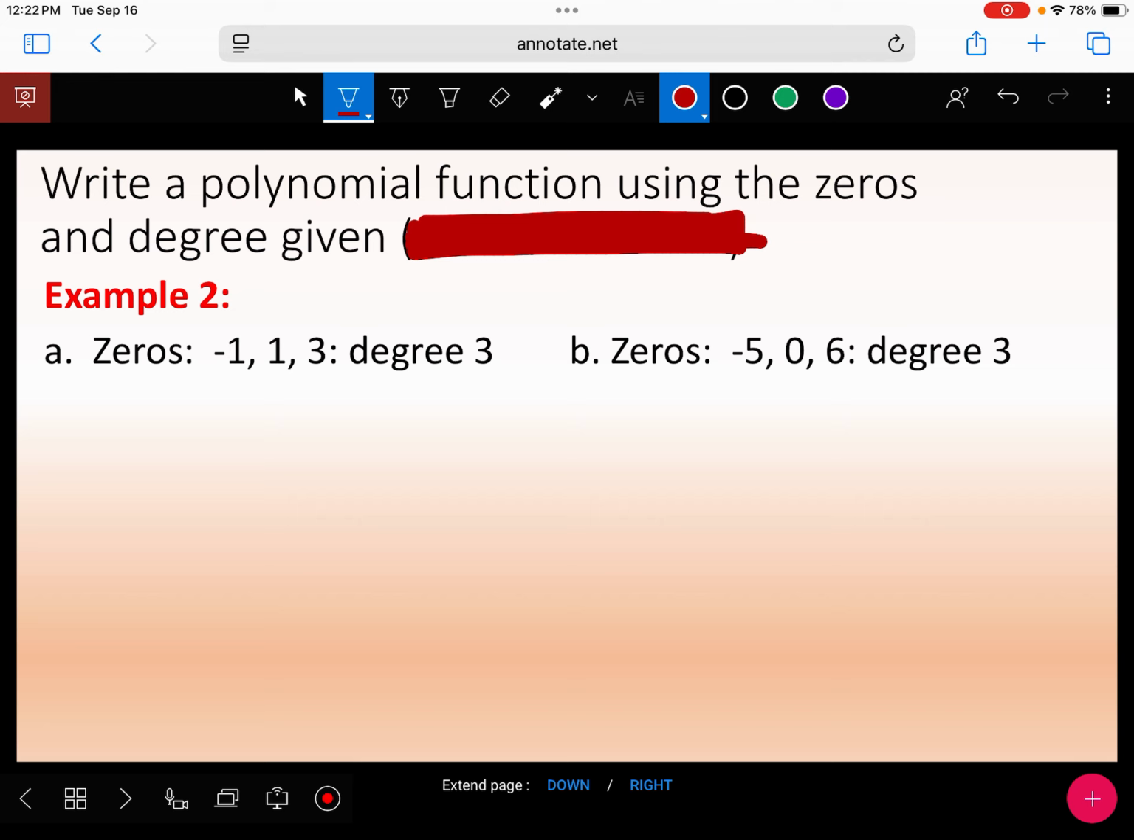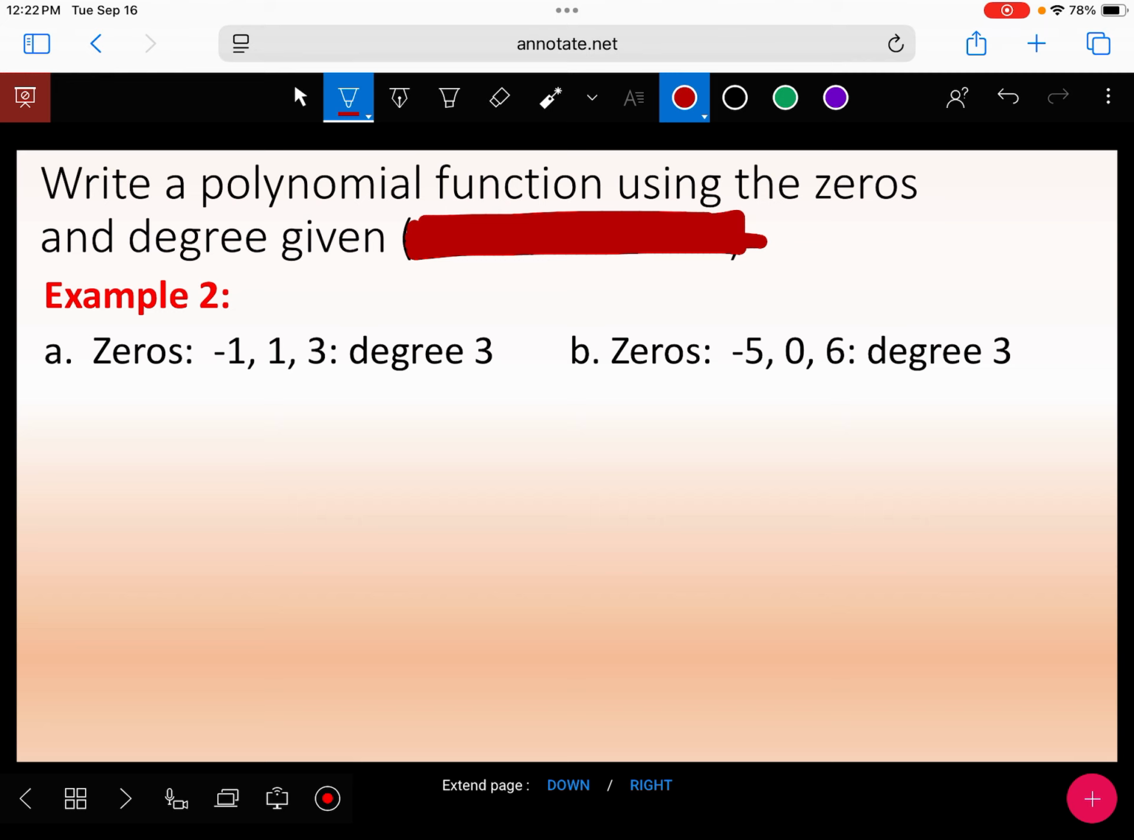So remember I said Friday you have a skills check and it's over limits and writing equations. This is what I'm talking about here. This is an example of what the question will look like, similar to this. Writing equations given the zeros.